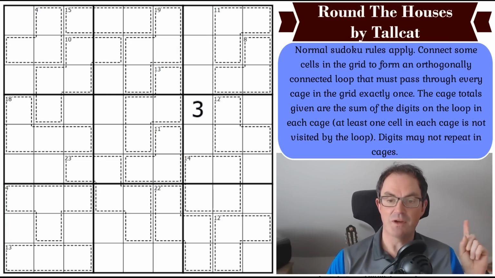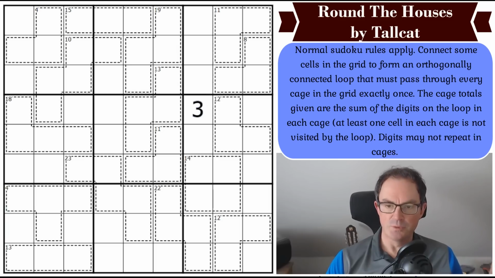So the rules of the puzzles are as follows. Normal Sudoku rules apply. Connect some cells in the grid to form an orthogonally connected loop that must pass through every cage in the grid exactly once. The cage totals given are the sum of the digits on the loop in each cage. At least one cell in each cage is not visited by the loop, and digits may not repeat in cages.